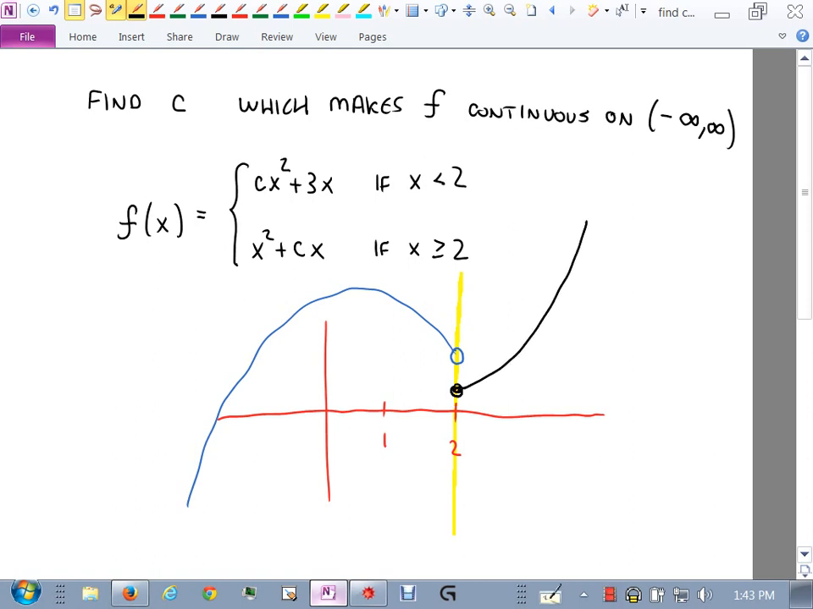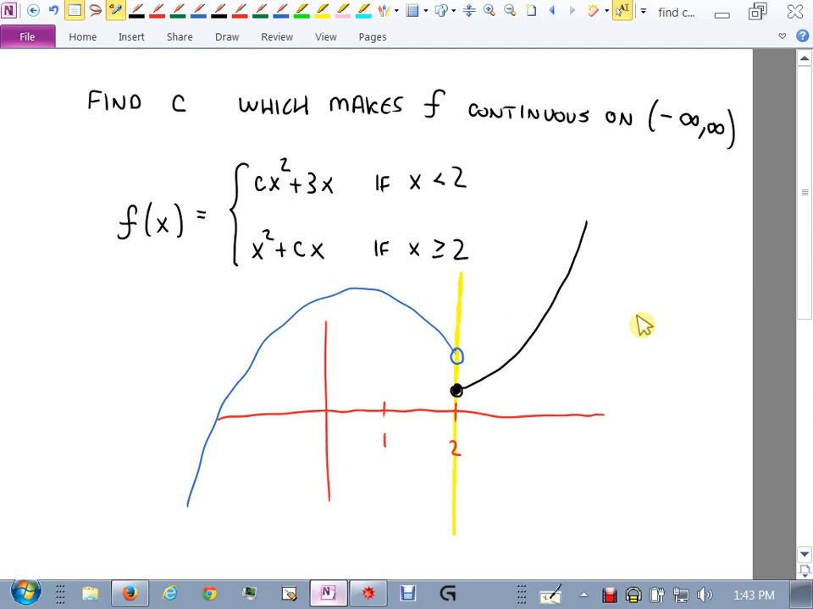Now, it's a solid dot here, right? Because of the equal sign on the inequality. The way I have that drawn right now, is this a continuous function? Not everywhere, right? Because I have a jump discontinuity. But see, I can change the value of c.